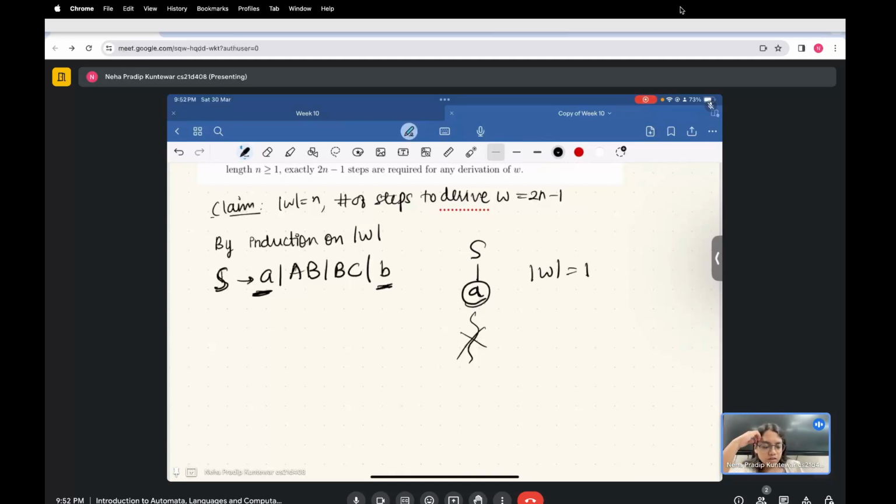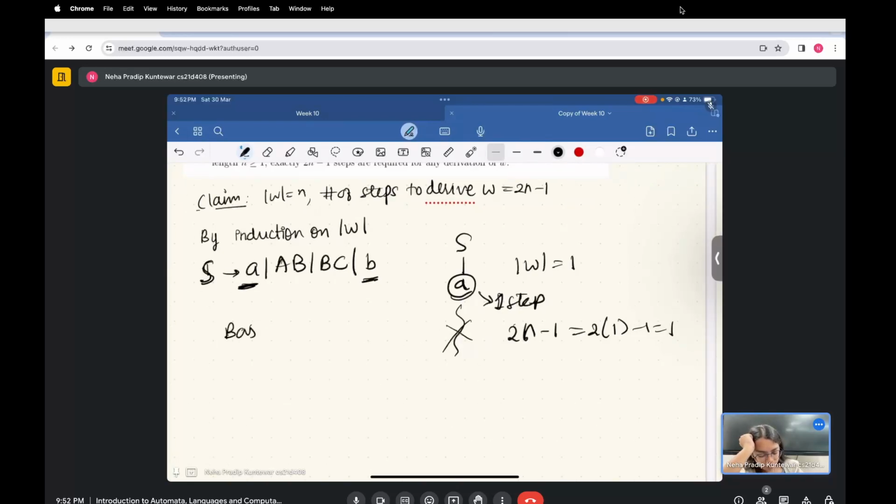And how many steps did we need? We needed just one step, which is nothing but 2n minus 1, which is 2 times 1 minus 1, which is 1. So this is the base case. The base case is when the length of w is equal to 1, then you only need 2 times 1 minus 1, which is 1 step for derivation. So this is going to be our base case.